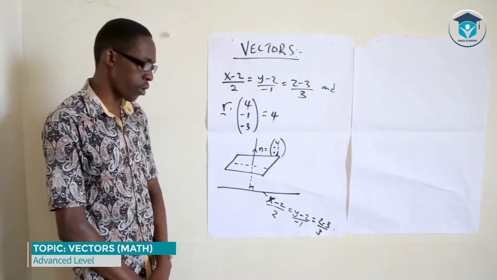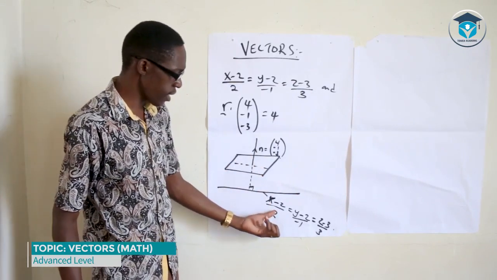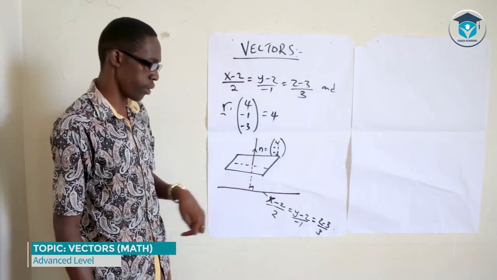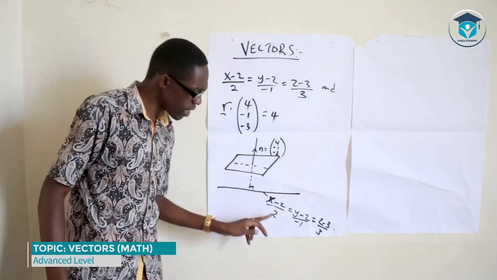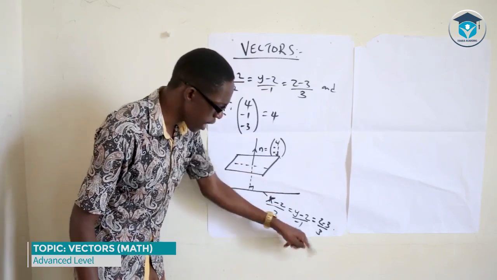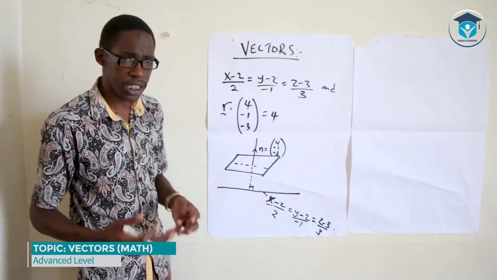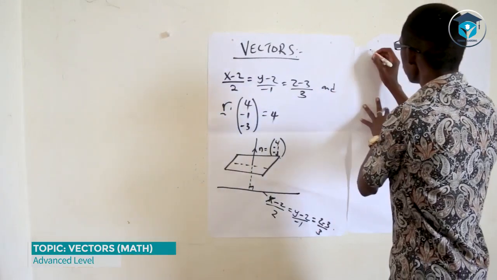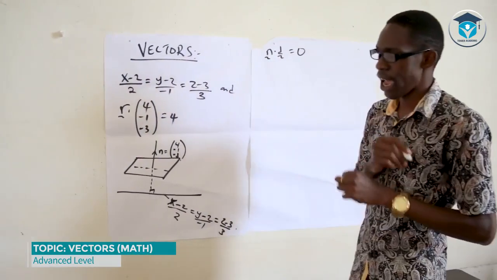How will I show that they are orthogonal? If I dot the normal with the direction of this line and I get 0, it will show that these two are parallel. So what is the normal? We have seen that the normal is (4, negative 1, negative 3), and since the line is in Cartesian form, the direction is (2, negative 1, 3). So I will dot the two. If I come back with a 0, it shows that these two are parallel.